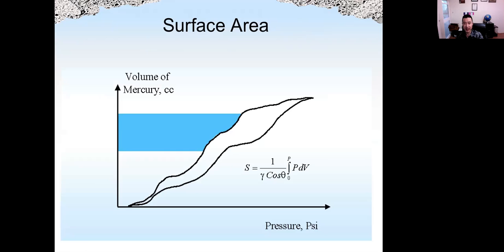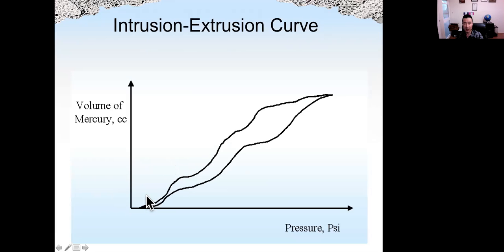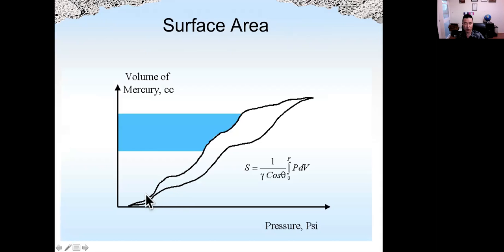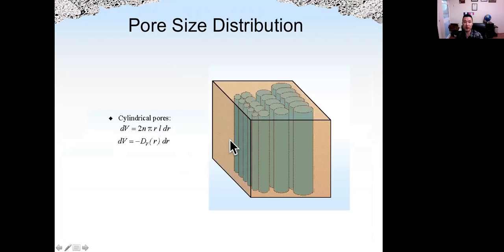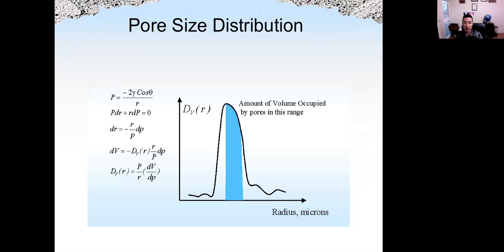Anyhow, we can use the MIP method to measure the pore size, okay, and also the pore volume, as well as the pore size distribution. We can also get information on the surface area, in this case, by assuming the shape of the pores as cylinder shape. Okay. So pore size distribution is another piece of information we could get from the MIP method. Okay. So this is the pore size distribution.